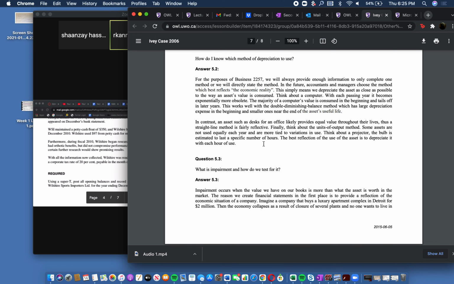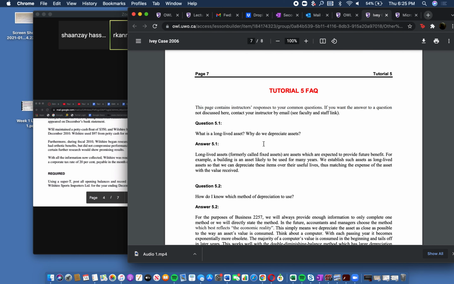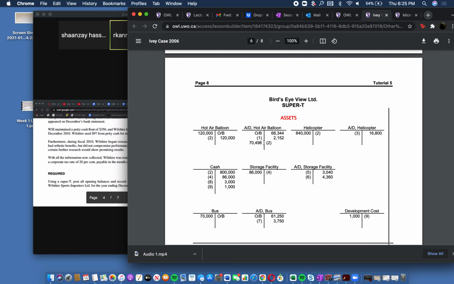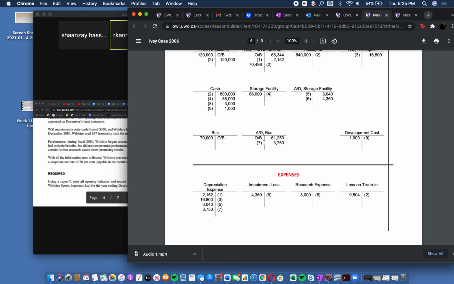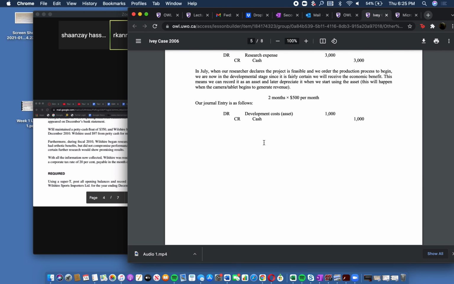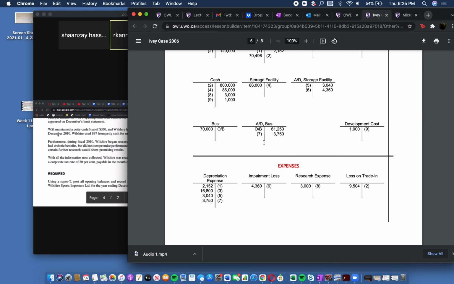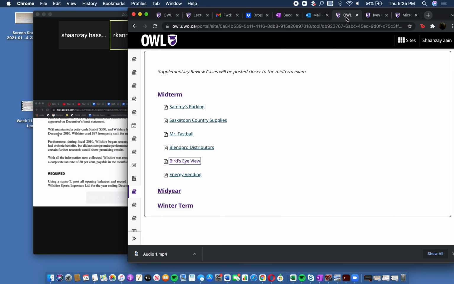Okay. Sammy's Parking. Oh, I think these are solutions. Yeah, these are tutorials. I didn't look at them properly. So are they tutorials or solutions? Yeah. So they're tutorials of how to do it? Yeah, they walk you through the whole case. So then there's no practice. No, not really. So it's just the Wilshire.